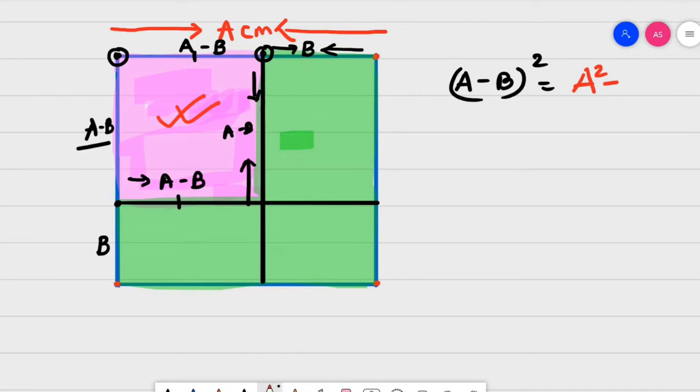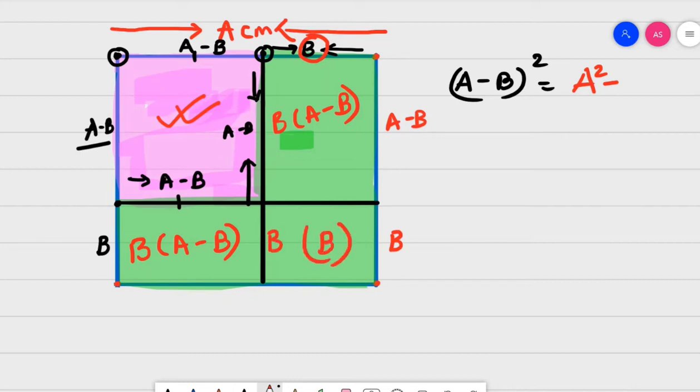This is b and this is a minus b. So this part will be b into a minus b. Now see, this is b and this is a minus b, so this much part is b into a minus b. And here again you see this one is b, so this one is also b. So this part is b square. This part is b square.